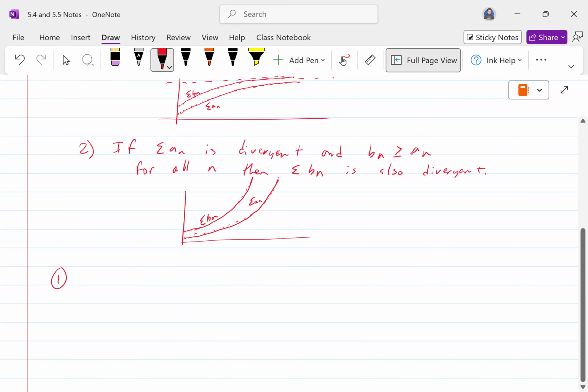Okay, let's do an example with this. Consider this series, summation n equals 1 to infinity of 5 over 2n squared plus 4n plus 3. Determine whether it converges or diverges.